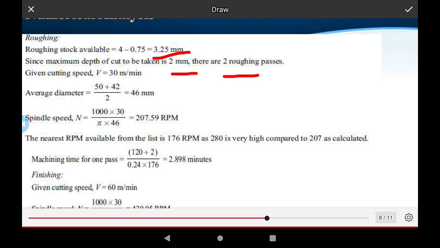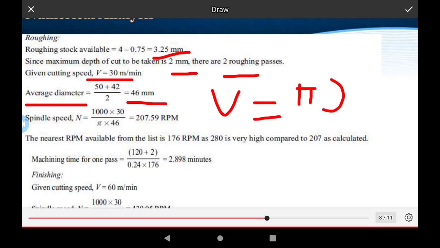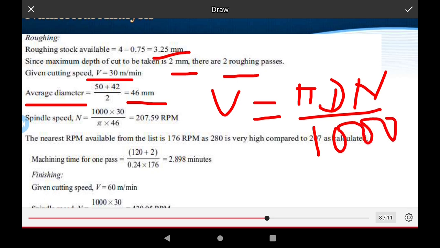Given cutting speed is v equal to 60 meters per minute, and the average diameter is 50 plus 42 upon 2, equal to 46 mm. Now find the spindle speed, the value of n. The formula used is pi D N upon 1000.